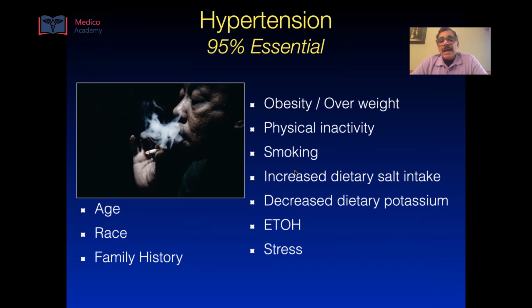Smoking is equally bad. So is increased salt in our diet or decreased potassium. And of course, alcohol and mental stress are equally important. So these are the factors which are modifiable.